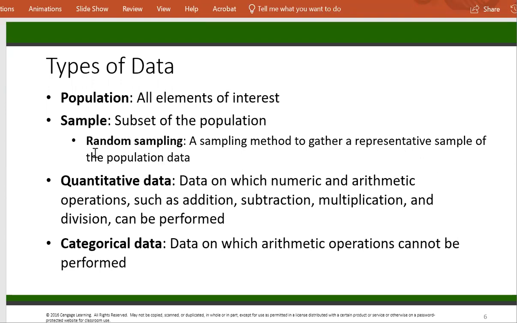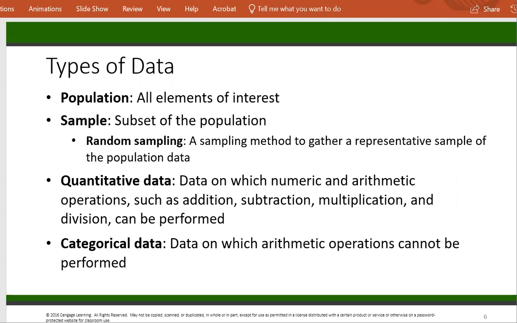And if you get a random sample, your sample is going to be a true representative of the population, right? If your sampling process is truly random, your sample is going to be a true representative of the whole population.